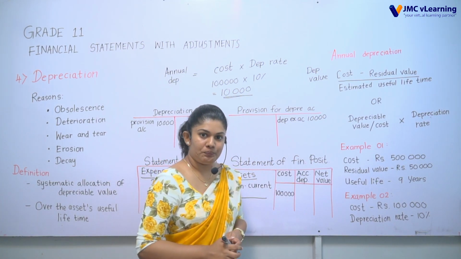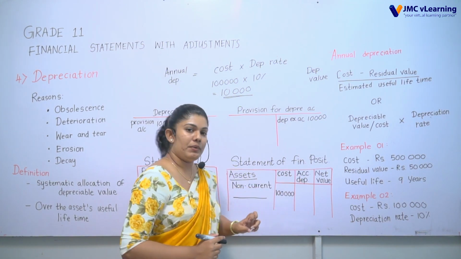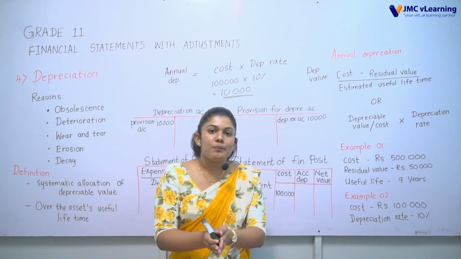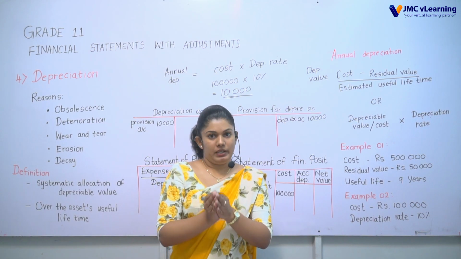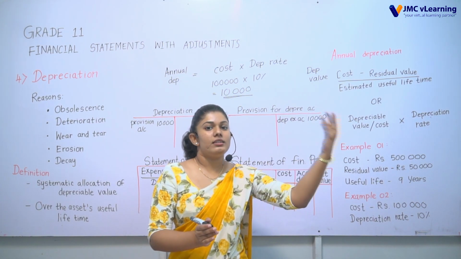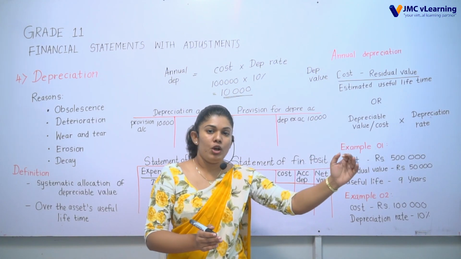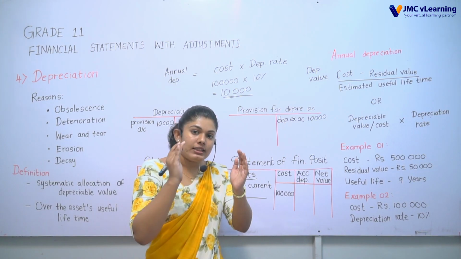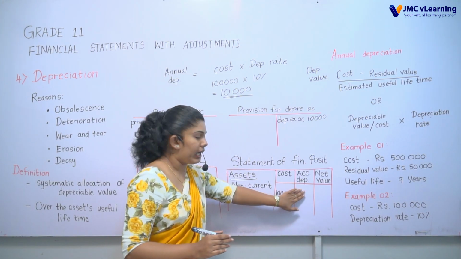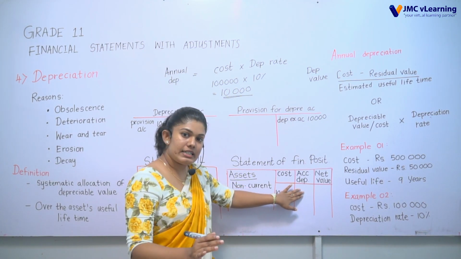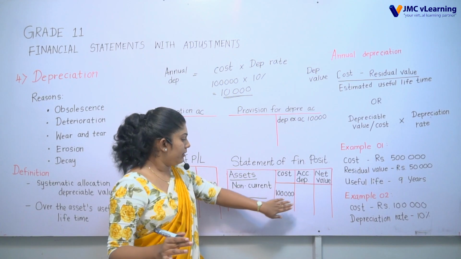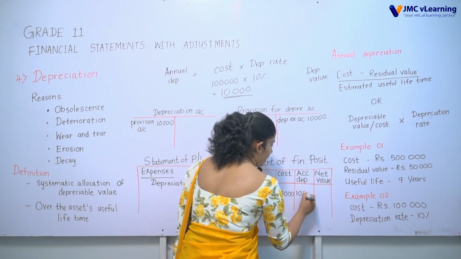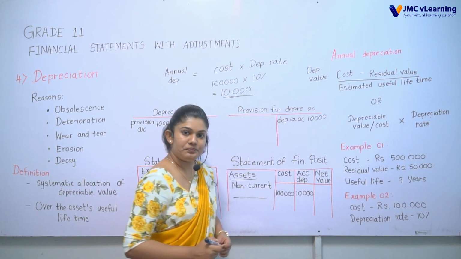Accumulated depreciation. This accumulated depreciation means the total of depreciation you have provided up to this date. If you purchased this asset 3 years ago, you have to add and collect depreciation for these 3 years and write it here. But in this example, we have only 1 year. Therefore, we are writing 10,000, the amount we calculated as depreciation.